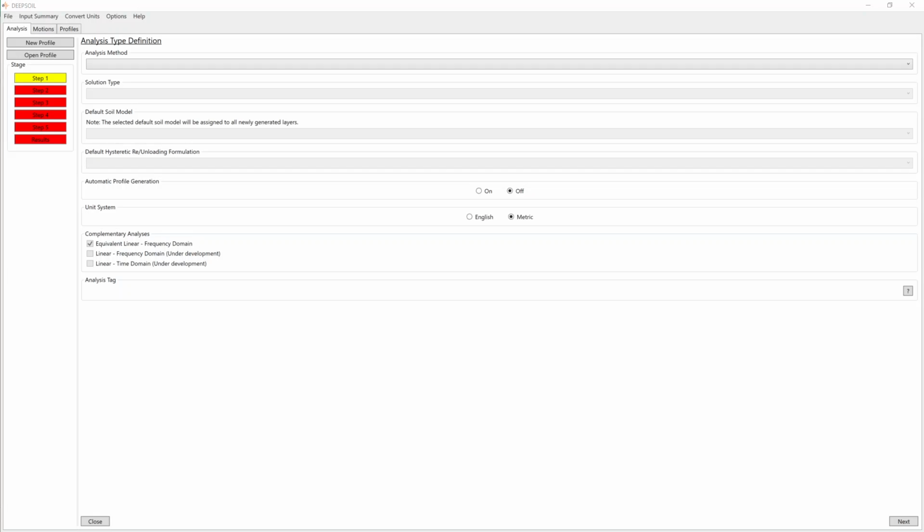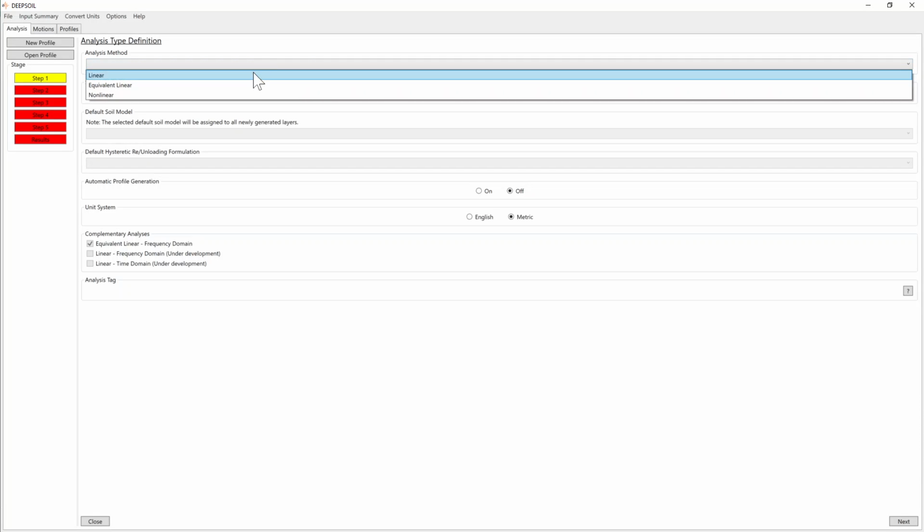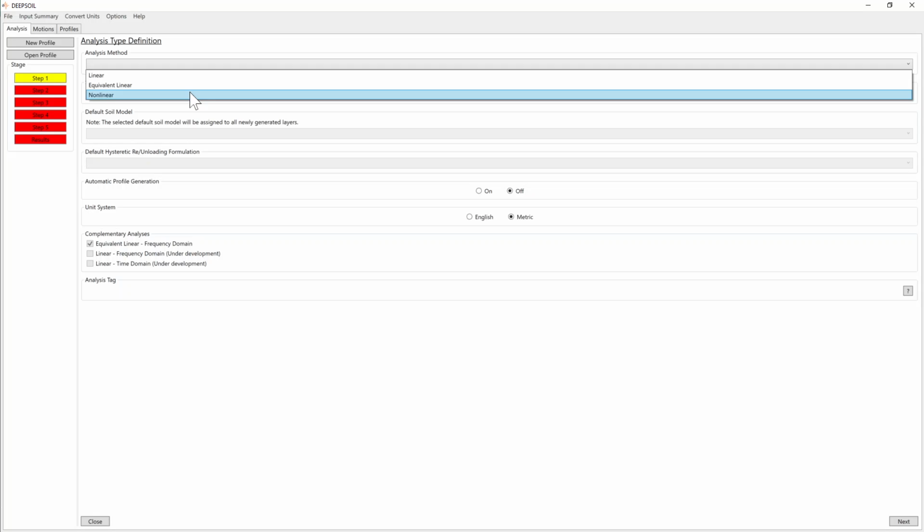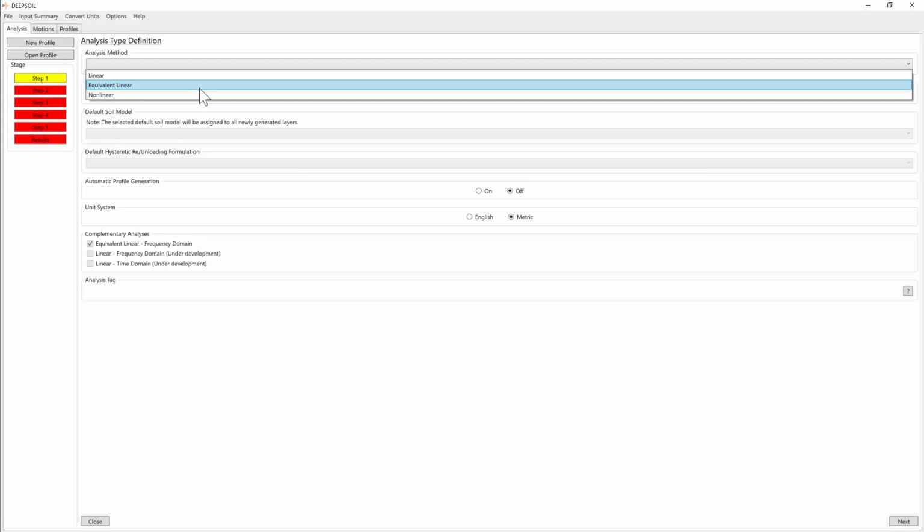So the first step when you open the Deepsoil software, you will have the home screen and you'll have to pick the analysis method. So you'll have to choose between linear, equivalent linear, and nonlinear analysis. Linear should not be used in practice anymore. We know that soil behaves nonlinearly. And I would argue that equivalent linear is an approach that has certainly known limitations and probably should not be used also. But it's a good practice to run equivalent linear in parallel to nonlinear analysis.